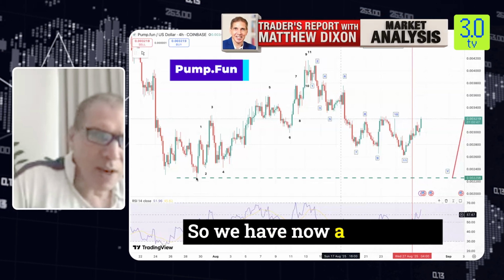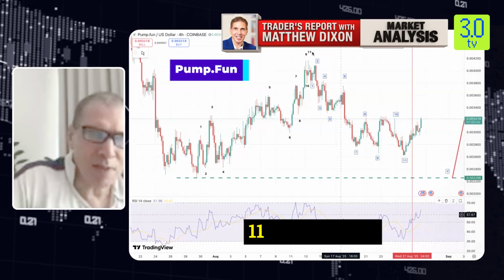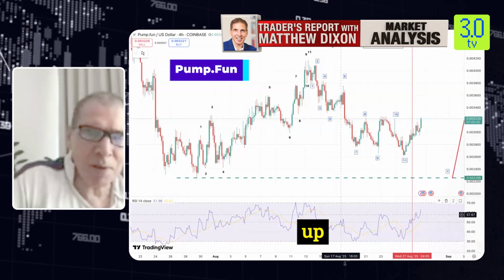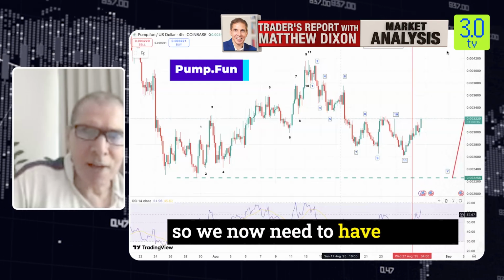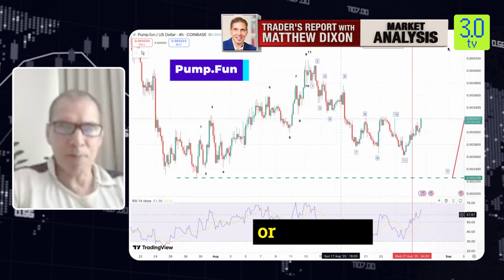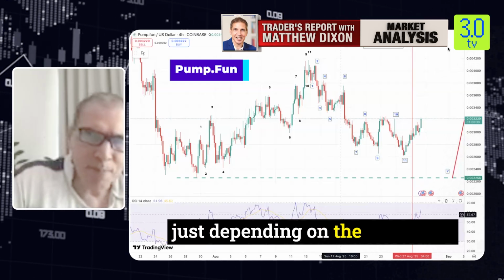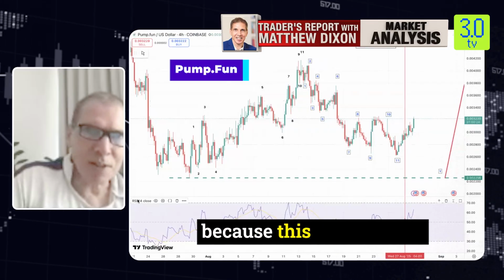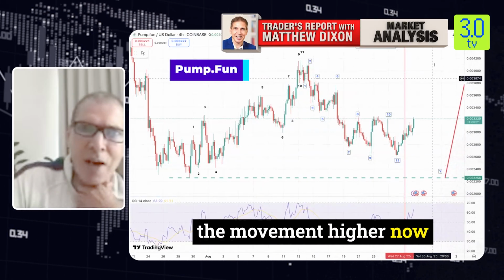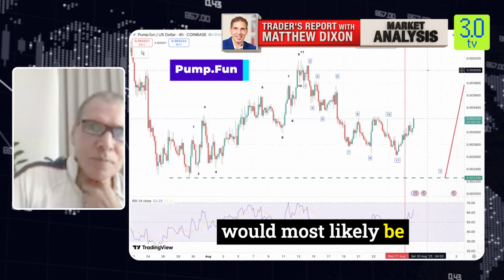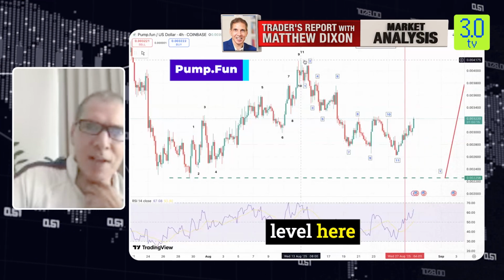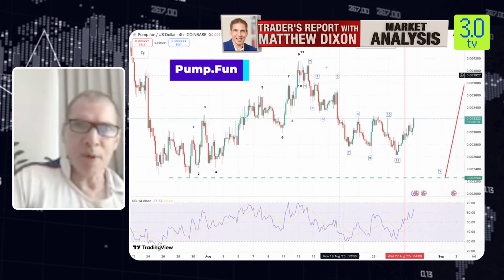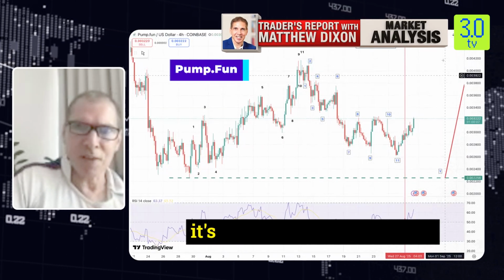So we have now a corrective wave to the upside. And remember, 11 is corrective. So we have another corrective wave to the downside. And so we have correction up, correction down. So we now need to have another move to the upside, which can either be corrective or impulsive, depending on the particular form of the Elliott wave cycle we're looking at. But because this is corrective up, corrective down, the movement higher now would most likely be higher than this previous level here, but it would be part of an overall larger correction. So although I suspect we're going to move beyond this high here, it's going to be part of a larger correction.